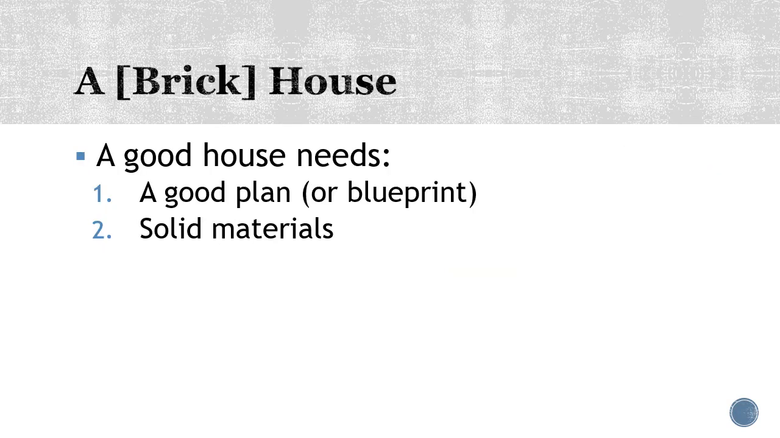One analogy that often gets drawn, and sometimes people find this helpful in talking about the structure of an argument, is an analogy to the structure of a house. Any good house needs a good plan, or blueprint, if you want to think of that as a kind of structure. And then the second thing it needs is to be made of quality materials.